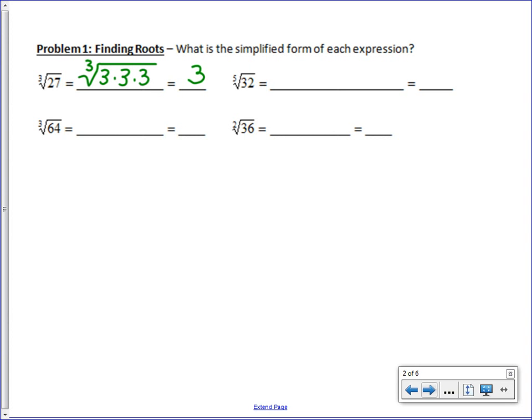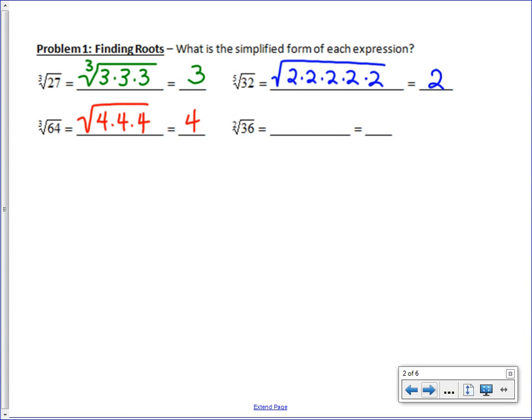In our next example, we want the fifth root of 32. Well, 32 is equal to 2 times 2 times 2 times 2 times 2. So the fifth root of 32 is 2. In the next example, the cube root of 64, 64 can be written as 4 times 4 times 4. So the cube root of 64 is 4.